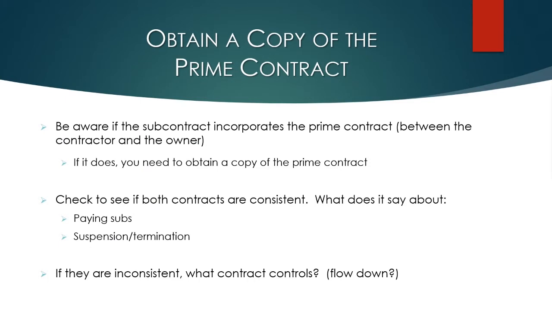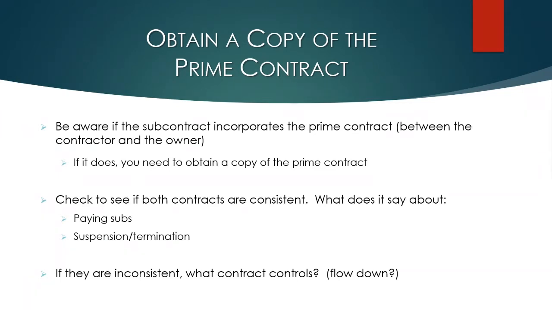Inconsistencies between the two. What does the prime contract say about paying subcontractors? What does it say about the owner having to pay the contractor? That's relevant as well. What does it say about the contractor's right to suspend or terminate in relation to not getting paid? If they are inconsistent, if the prime contract says something different than the subcontract, well, which one controls?